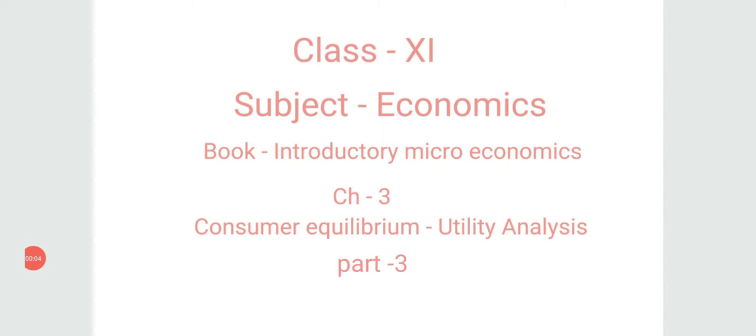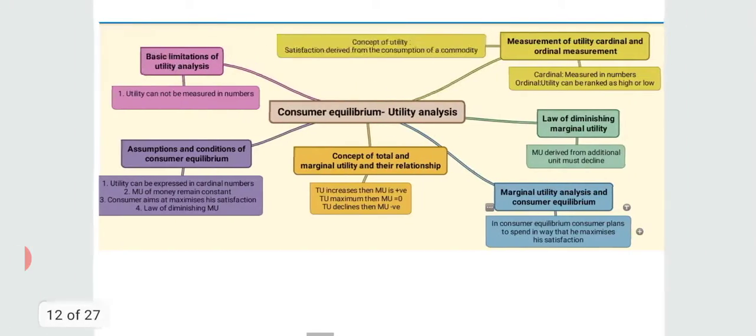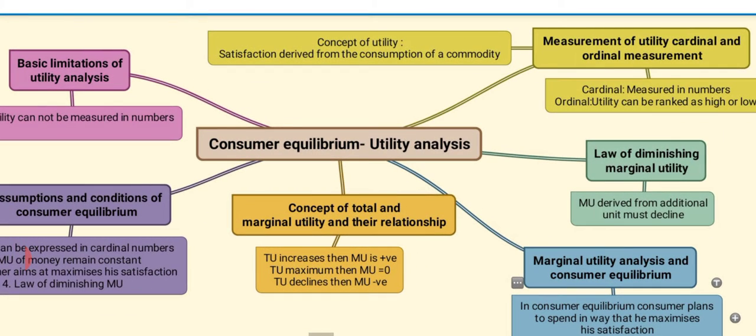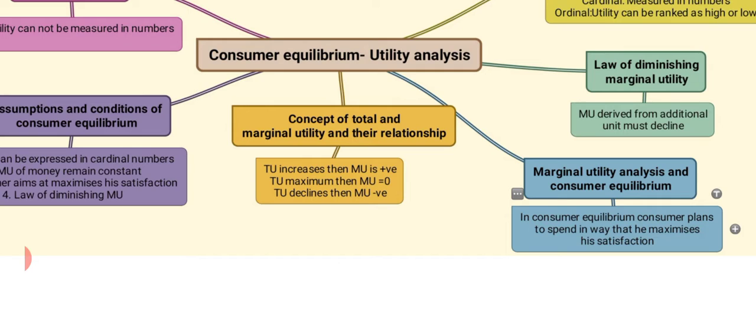Today we will start with the third part of chapter number 3 of Introductory Microeconomics, that is Consumer Equilibrium and Utility Analysis. Look at this mind map. Already we have done the concept of utility, ordinal and cardinal measurement of utility, the law of diminishing marginal utility, and the concept of total and marginal utility and their relationship. Today we will start with marginal utility analysis and consumer equilibrium. This we will do in the case of one commodity.